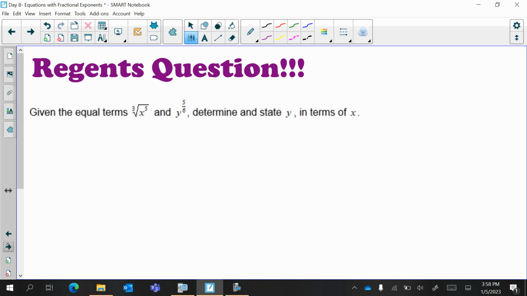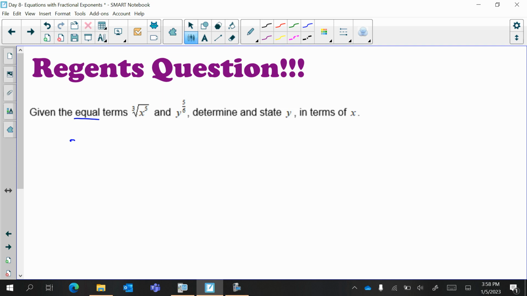And now moving on to a regions question. This regions question is worth 2 points. And it says, given the equal terms, determine and state y in terms of x. And it might seem complicated of where to start, but if they're telling you something is equal, then maybe write them equal to each other.